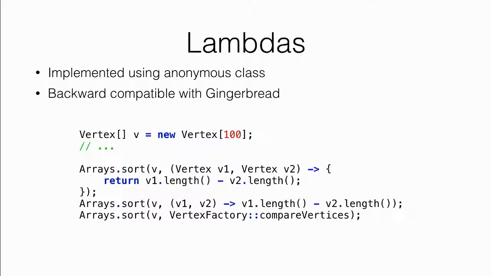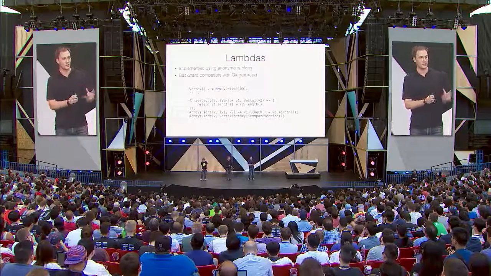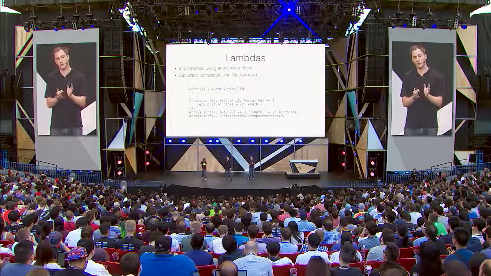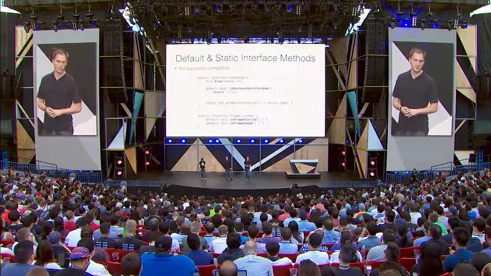So lambdas are implemented using anonymous inner classes, which means they're backward compatible all the way back to Gingerbread. So you have some examples of what lambdas are. If you don't know what they are, if you've never used them, there's tons of documentation and articles online. Go look at them. It's going to make your life a lot better, especially if you use things like RxJava or just the Android UI framework. Anything that requires a lot of listeners, lambdas make it a lot easier. Just be careful though, because those things create anonymous classes. They are a little more costly than they seem, but it shouldn't matter much in most applications.